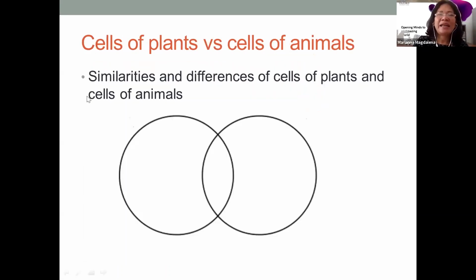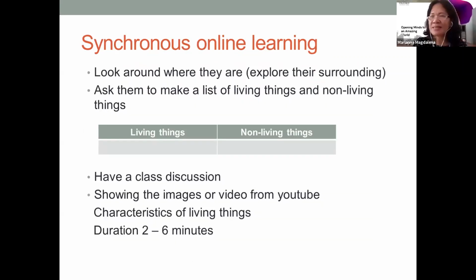And then now you still have time. Then you talk about cells, and then you show them the similarities and differences of cells of plants and cells of animals. Yeah, can you see the order? The order of this lesson, starting from living things and non-living things. Okay, then characteristics of living things.